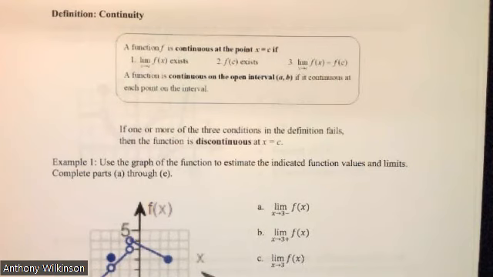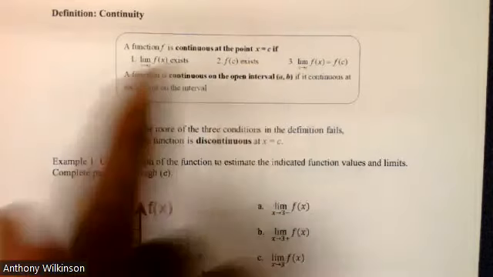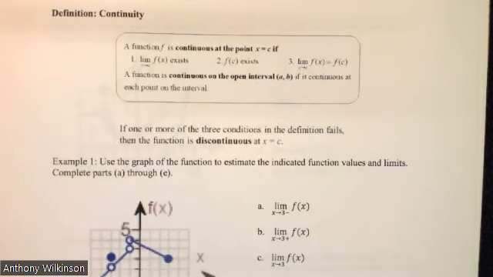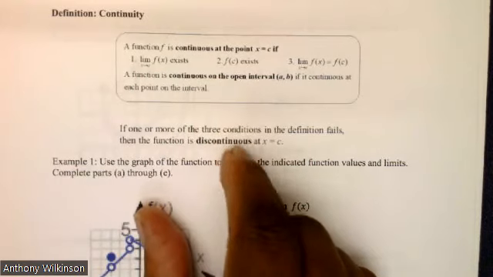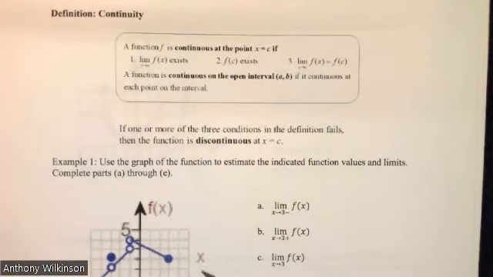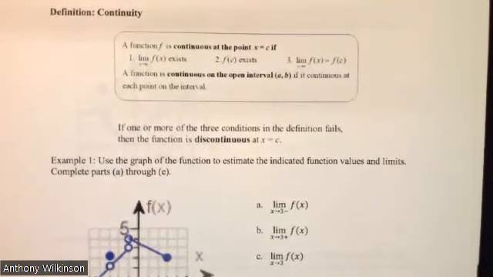And a function is continuous on the open interval (a, b) if it is continuous at each point on that interval, okay? And as I mentioned before, all three of these conditions must be met. If one or more of these three conditions in the definition fails, then the function is discontinuous at x equals c. So if any one of these fails, that means the function is discontinuous. So let's look at this example here.